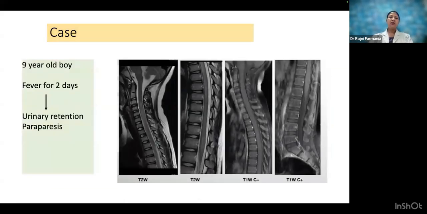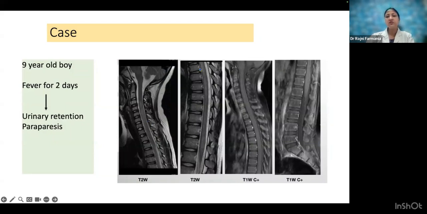So, a 9-year-old boy, he had fever for 2 days. He had paraparesis and urinary retention. On scan, you get a hyperintense lesion on T2. Very subtly it is seen here on T2 dorsal MRI. And here you can see more than 3 segments.